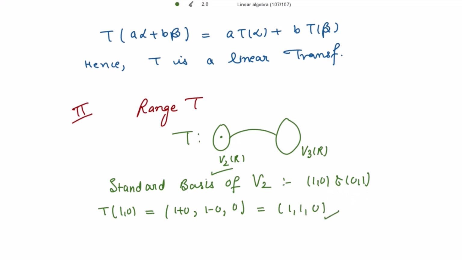So we get this vector in V3(R), right? Similarly, when applying T on (0, 1), we get the sum of these two is 1, the difference of these two is -1, and the last element 1. So we are getting another vector in this V3(R) space, which means the range of T is spanned by these two vectors.